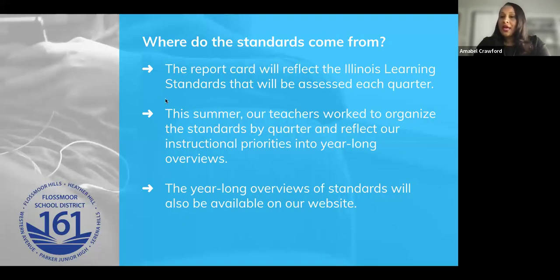So where do the standards come from? The state of Illinois provides us with robust learning standards at all grade levels and in all subjects. This summer, our teachers at all of our grade levels and in our core subjects worked to organize these standards by quarter, also to reflect our instructional priorities. This allows us to really prioritize the standards that students need to master early on in the school year to be successful later. Also to identify the things that are most important.